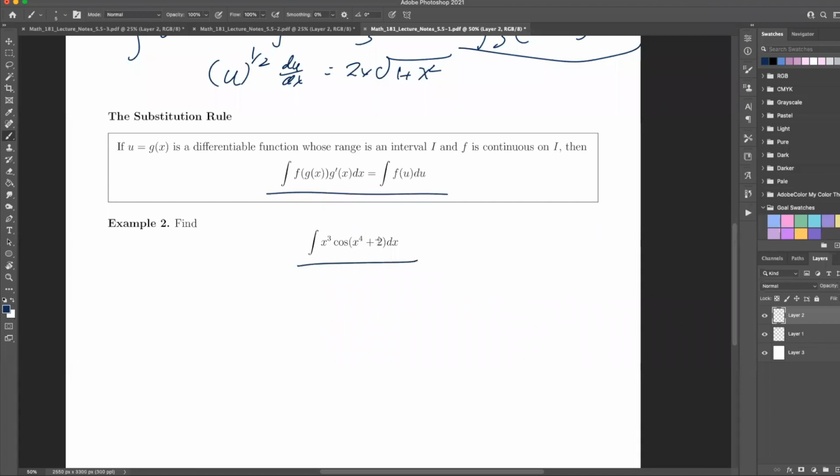Here I'm looking at this and trying to think what the thought process is. This doesn't look like anything I know how to integrate. I don't know how to do x cubed times anything, or cosine times anything. But notice that if I took the derivative of what's inside here, it looks an awful lot like that. Not quite, but an awful lot like it. So let's just crunch through it and see what happens.